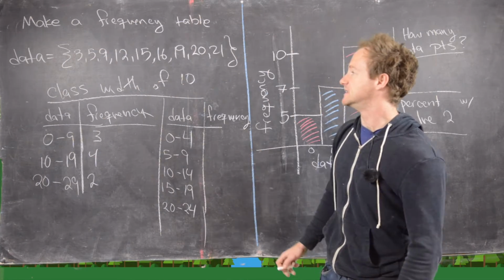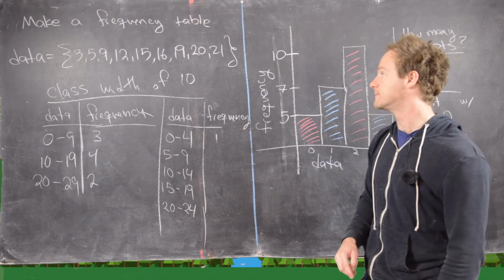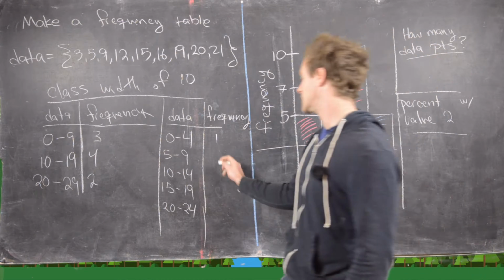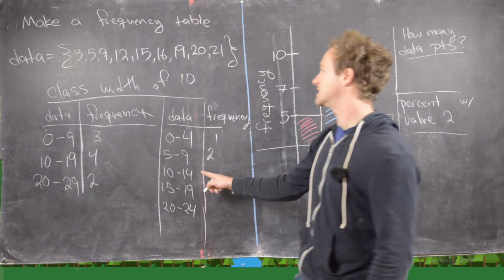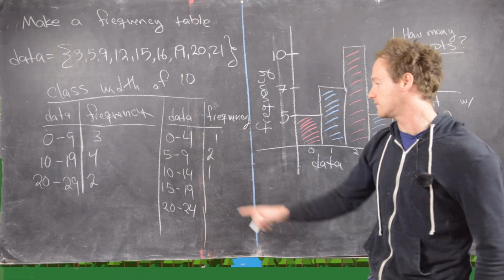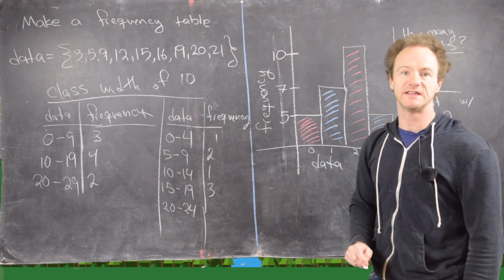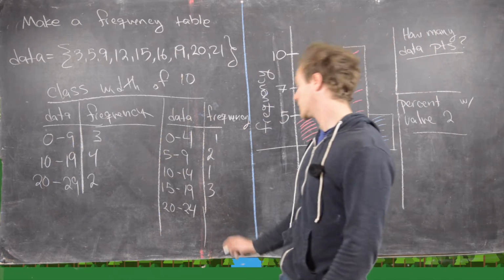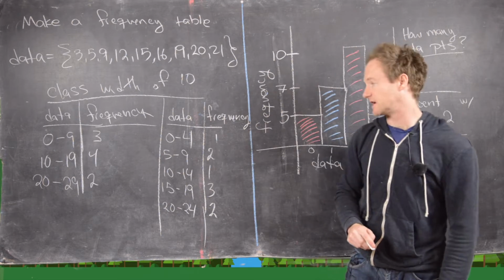Okay, so for 0 through 4, we have 1 value, just the number 3. And then 5 to 9, we have 2 values, which is 5 and 9. Then 10 to 14, notice that's going to be 1 value, the number 12. 15 to 19, we're going to have 3 values, 15, 16, and 19. And then 20 to 24, we're going to have 2 values. So that's our frequency in this case.